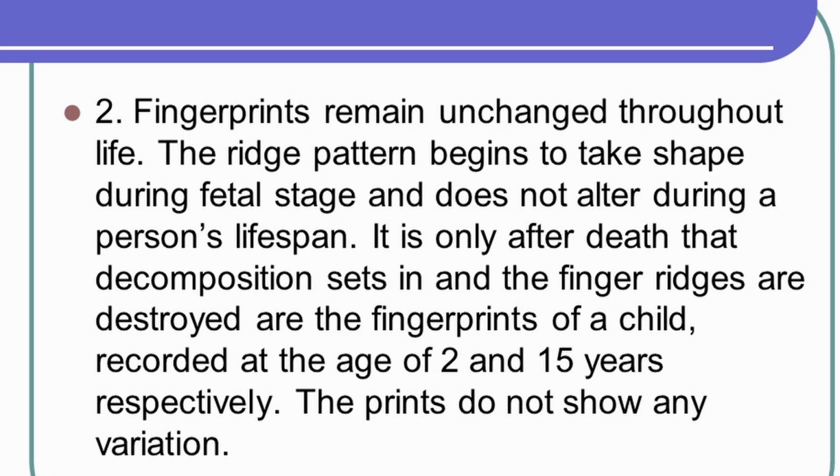The second principle is that the fingerprint remains unchanged throughout life. The ridge pattern starts to take shape during the fetal stage. So what happens inside the mother's womb? Between the 4th week of pregnancy the limbs start developing, and after that, on the limbs, the volar pads start developing. Around the 7th week of pregnancy we observe that the fingerprint is developing, and the volar pad and the dermis layer of the skin transfer that, and we get the fingerprint pattern.